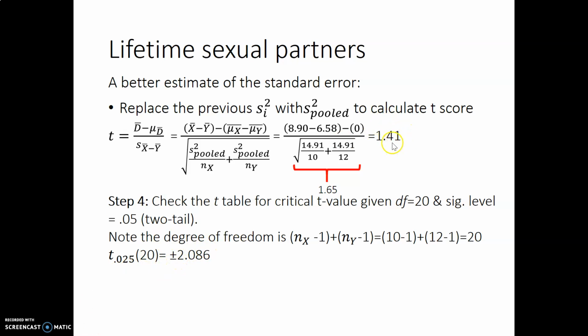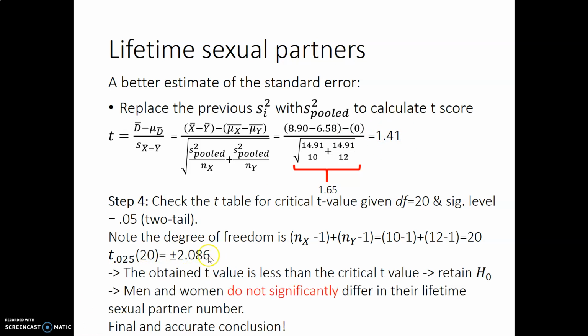Still, this obtained t-value is smaller than the critical one, so we are going to retain the null hypothesis, claiming that men and women do not significantly differ in their lifetime sexual partner number. And this is our final and accurate conclusion. I'm not going to give you bad news anymore, okay? So that is the whole thing if we want to do an independent t-test. The same logic as all the previous tests, but the only difference is we use a different calculation. We want to find out the standard error here, okay?